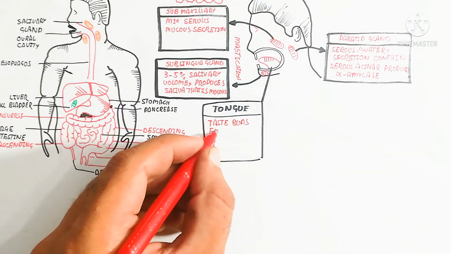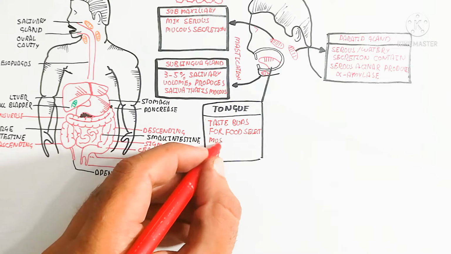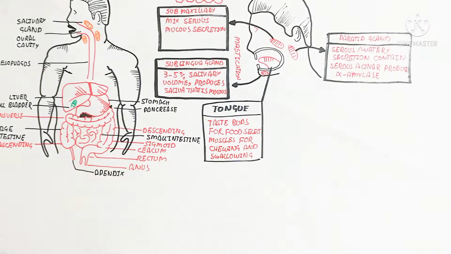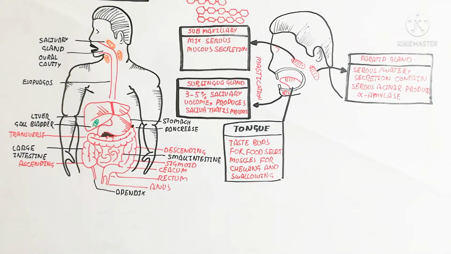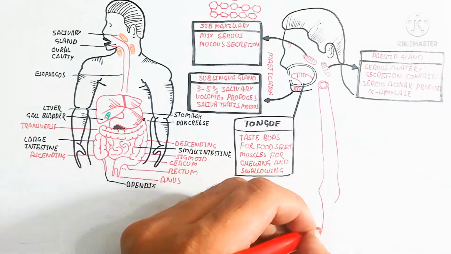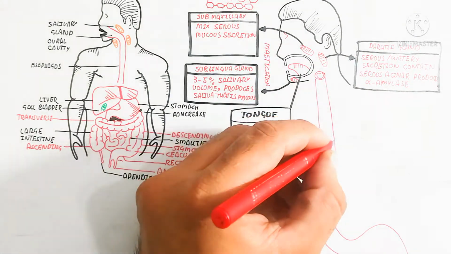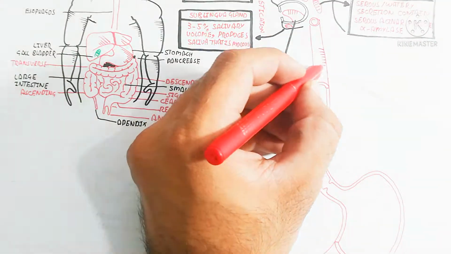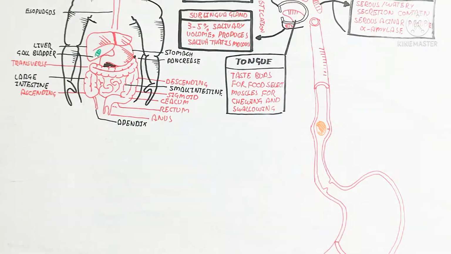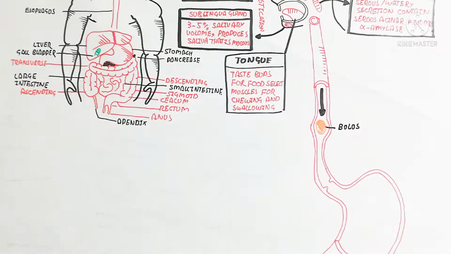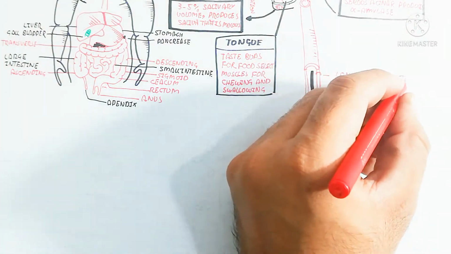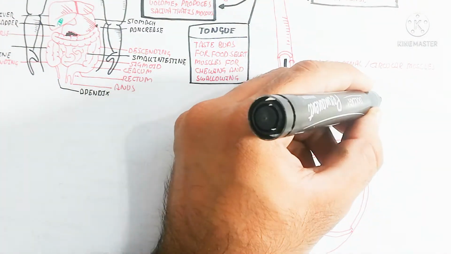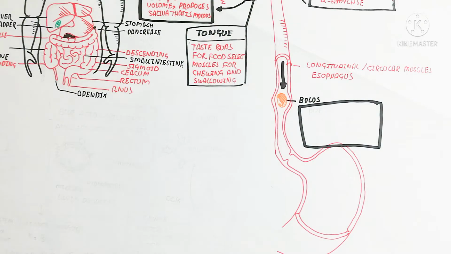The tongue is used for the taste buds, for tasting and selecting food, and its muscle is used for chewing and swallowing. Gravity assists the downward movement, as well as the peristaltic movement due to the circular and longitudinal muscles of the esophagus, which produce a wave-like movement of the bolus as the circular and longitudinal muscles contract and relax antagonistically.